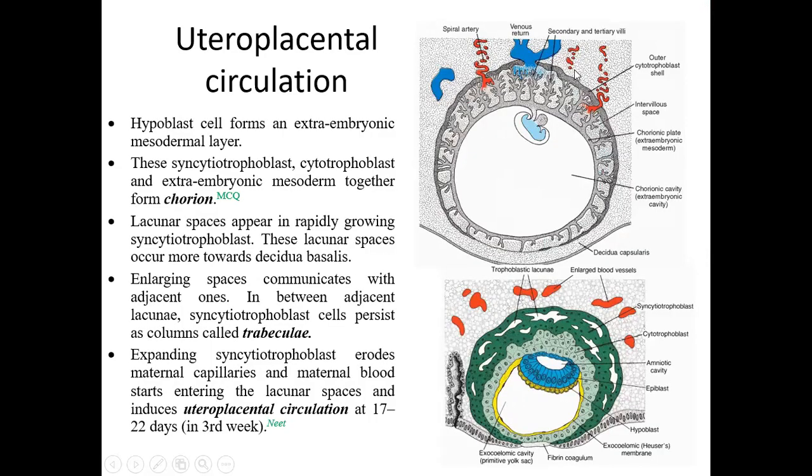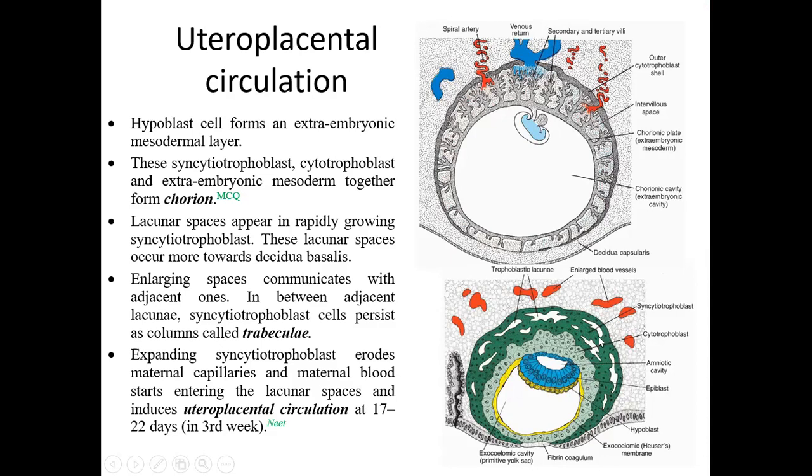Now, the uteroplacental circulation, how does it establish? There was the hypoblast cell layer. This is the hypoblast cell layer, which will multiply and form the extra embryonic mesodermal layer. So this yellow one is the extra embryonic. This was Heuser's membrane. This only will give rise to the extra embryonic mesodermal layer. Now these syncytiotrophoblast, cytotrophoblast and extra embryonic mesoderm will form the chorion.